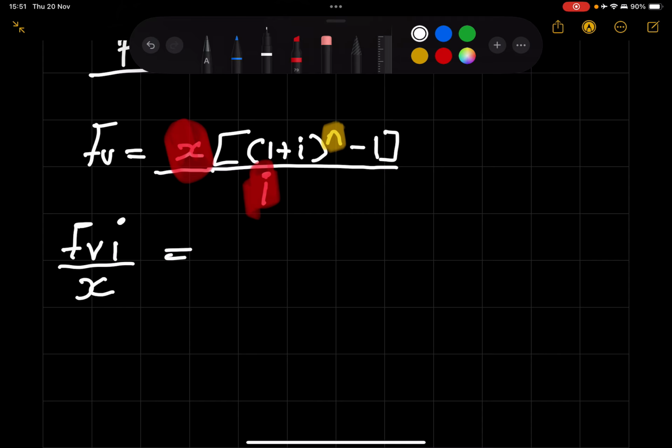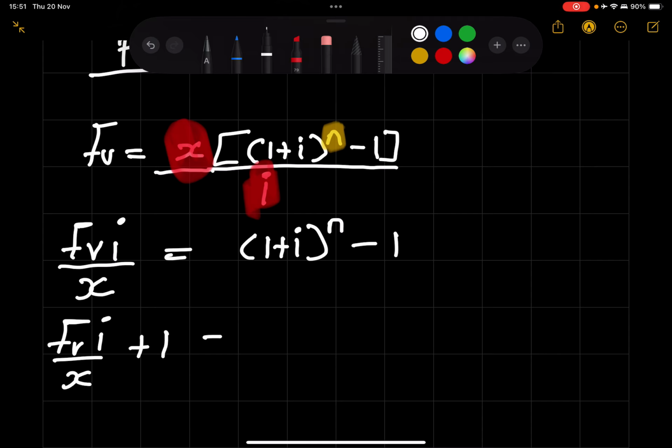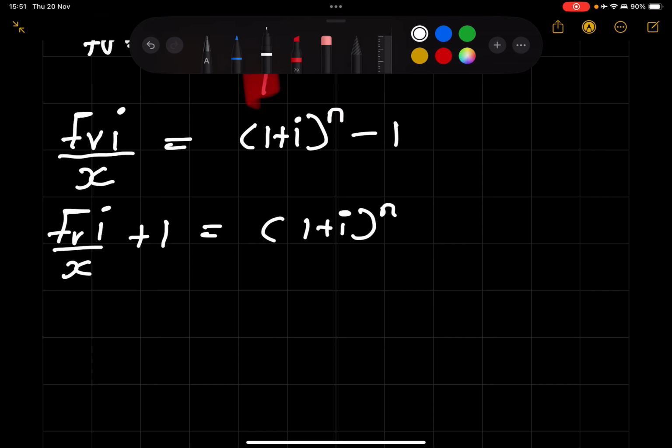And then now the bracket is open. We have 1 plus I to the power n minus 1. The minus 1 must go to the other side, so it becomes plus 1. So we have FVI over x plus 1 equals 1 plus I all to the power of n. And then from there, n is supposed to be the subject of the formula.